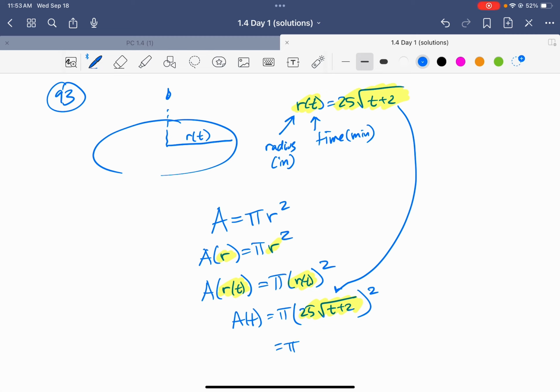Well, if you square it, 25 times 25 is 620. No, 25 times 25 is, oh man, she doesn't have number lock on. 25 times 25 is 625. I was right. So 25 squared is 625. And then t plus 2, if we square it, is just going to be t plus 2, that square root squared. So what you really have is 625 pi times t plus 2. You could just leave it just like that. That's your answer. Great work. Keep up the good work, and I will see you next time.